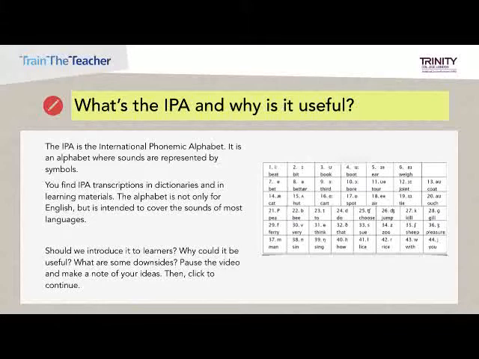The questions are, should we introduce it to learners? Why could it be useful? What are some of the downsides? So pause the video a moment and think about some answers to those questions, and then click to continue.